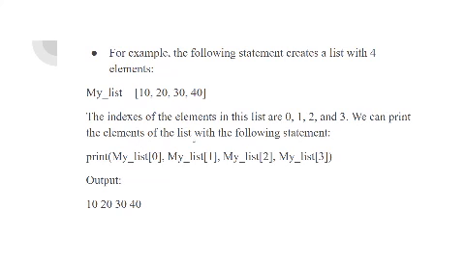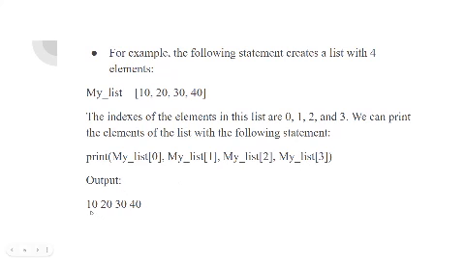We can print the elements of the list with the following statements. This is an example of how we can print a specific element in a list using indexing. See here, print my_list[0]. It specifies the index position in the list, 0. It is going to print the element at index zero in the list. Next, my_list[1], my_list[2], index position 2, and my_list[3], index position 3.